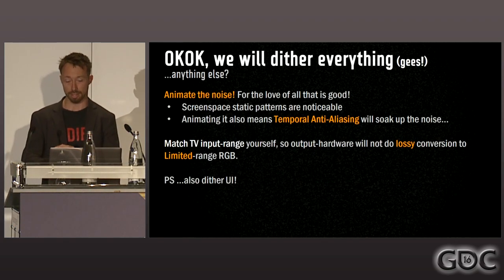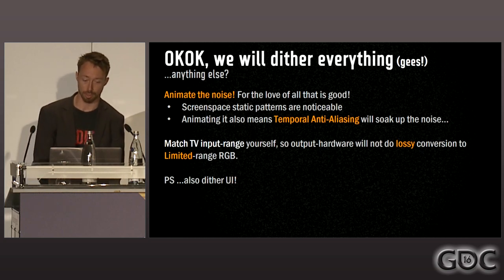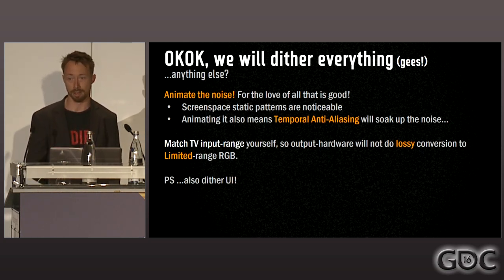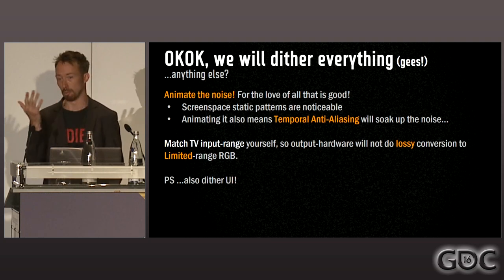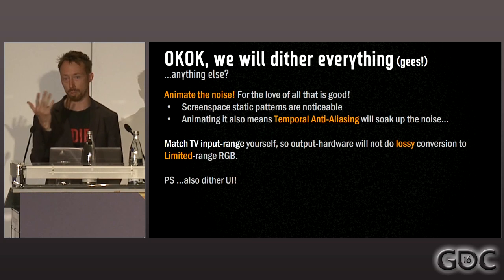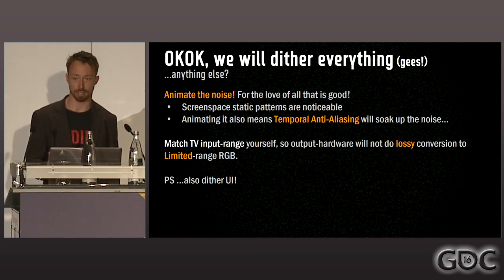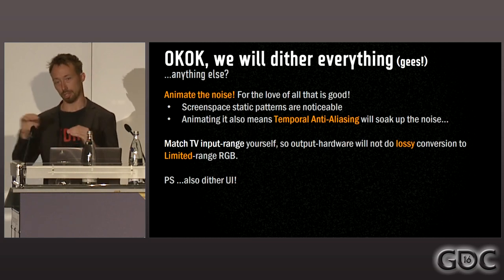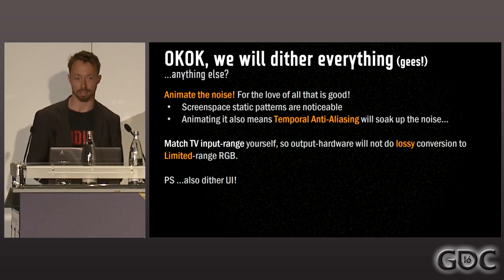Okay, so now we know to dither everything and how to do so. Is there anything else we should keep in mind? Well, it's a really good idea to animate the noise. If you don't, then when the camera moves, you have this dusty lens effect where the noise moves with the camera. Also, because we're using temporal anti-aliasing, if you animate the noise, the temporal anti-aliasing will integrate the noise over time and soak it up, so it sort of disappears, which is nice.